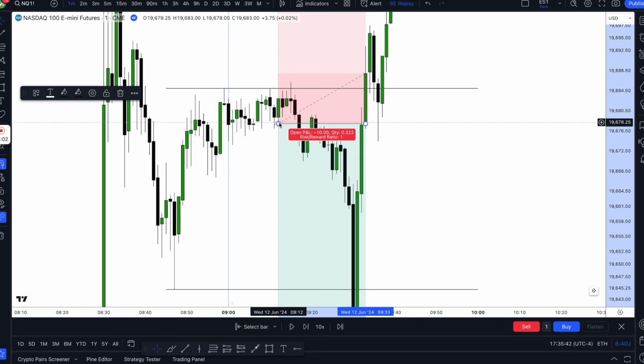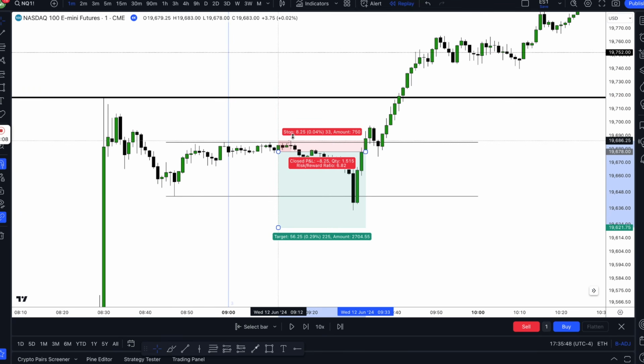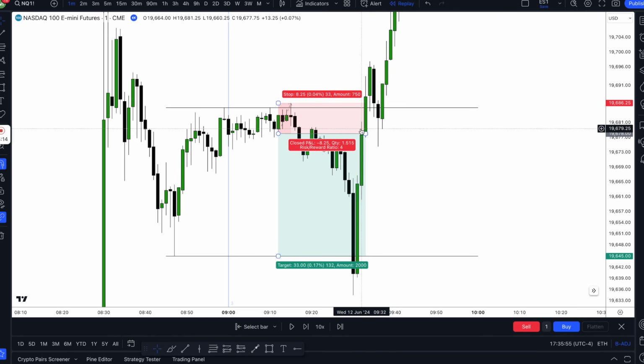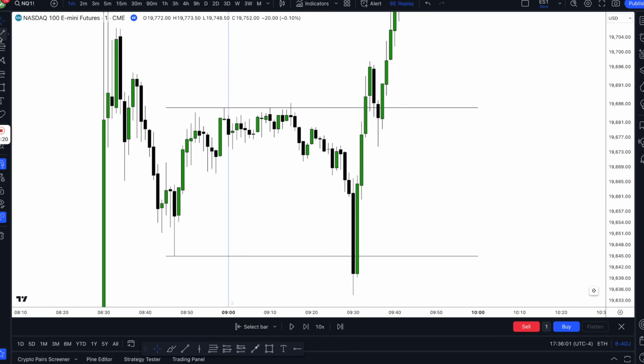Entry right here. Stop loss at the high. Take profit at the low. The R to R is 4. Perfect, more than enough. Now, that is not the entry I would have entered on.